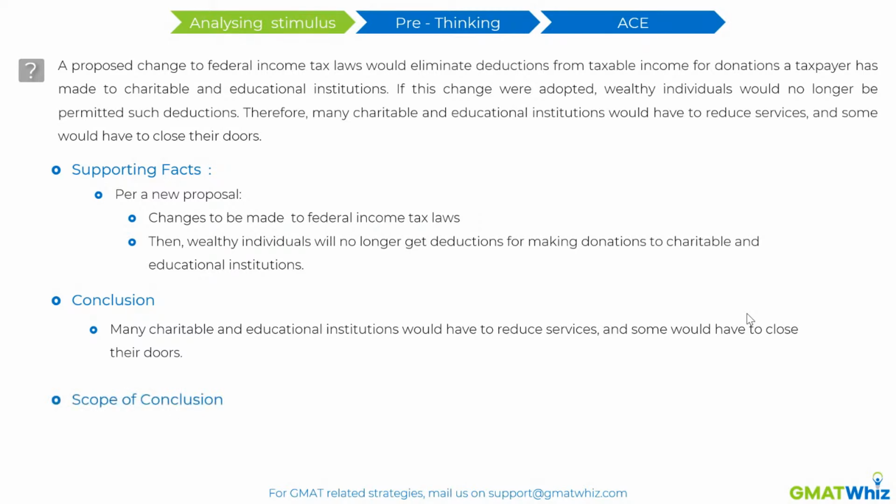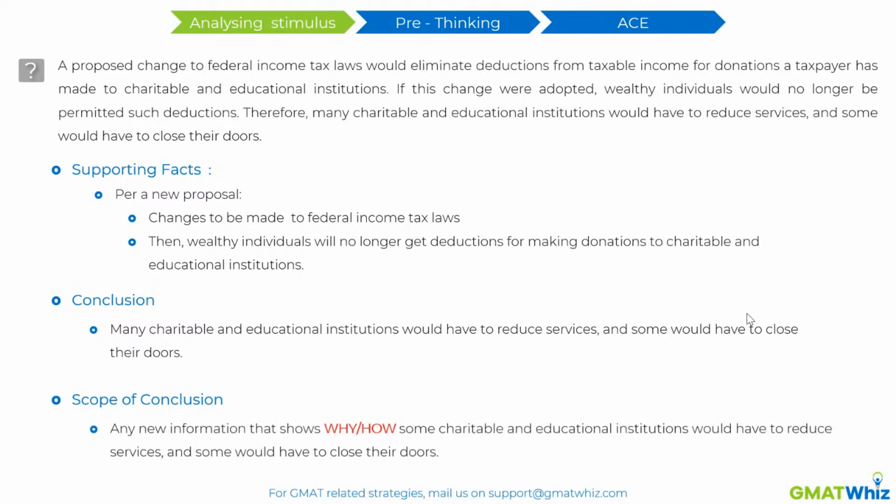So I am going to fix the scope of my conclusion. Now, what do we mean by fixing the scope of the conclusion? It means fixing the range within which my correct answer choice would fall. So scope of the conclusion is telling me what I am searching for. It's going to tell me what I'm going to search for. See how simple it is.